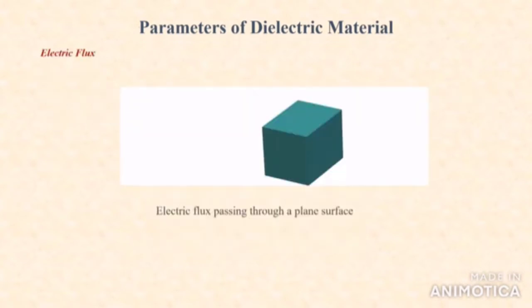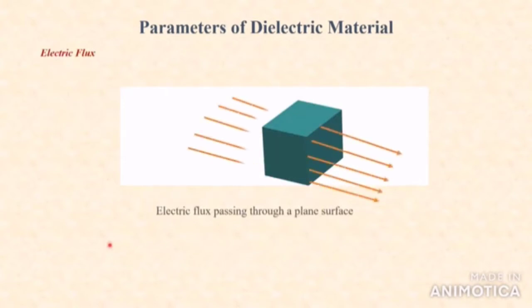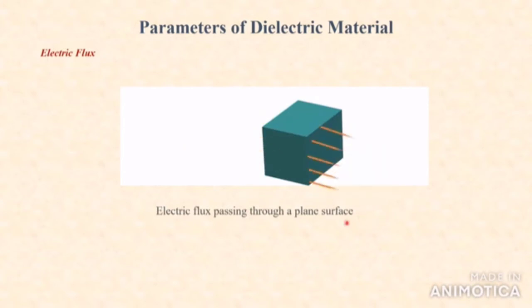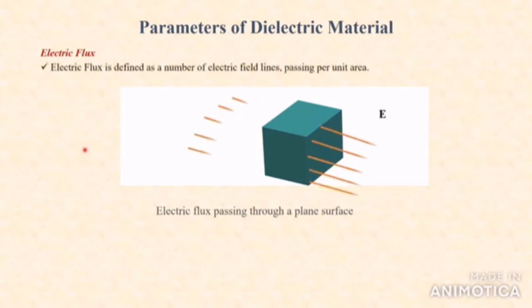Electric flux: the flux passing through a plane surface is called electric flux. Always it passes through the plane surface. The parameter of dielectric material: the electric lines pass through the plane. The electric flux is defined as the number of electric field lines passing per unit area.